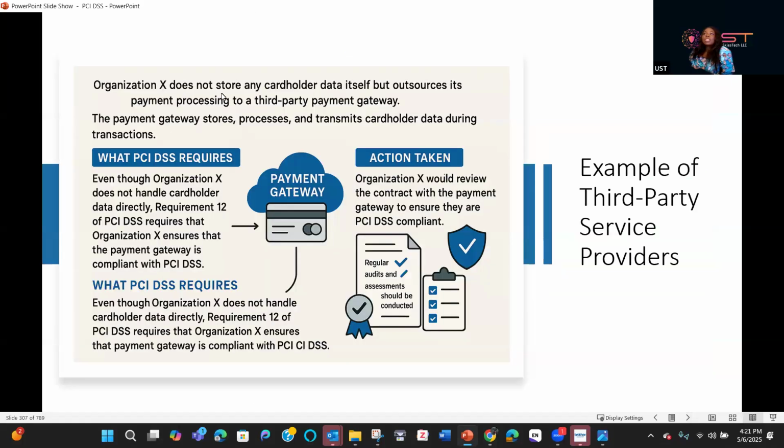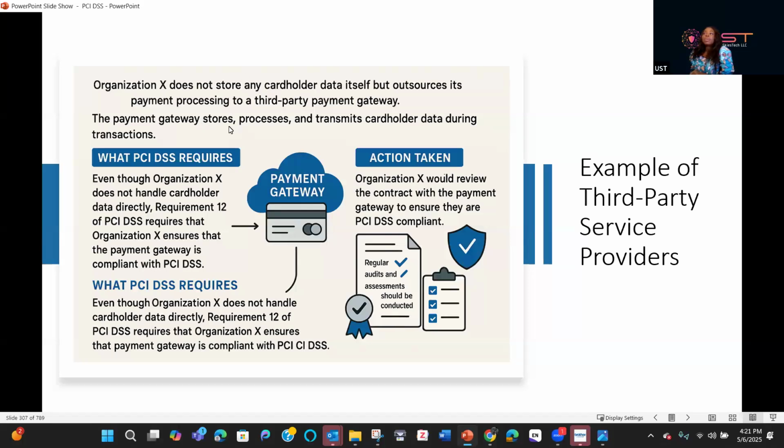Example: organization X does not store any cardholder data itself, but outsources its payment processes to a third-party payment gateway, right? And I think we had a video where we talked about infrastructure as a service, platform as a service, and software as a service. So you need to start understanding, when we're talking about outsourcing, what kind of service is it? Is it shared? Is it 100% outsourcing? Make sure you watch the categorization video we have on our website.